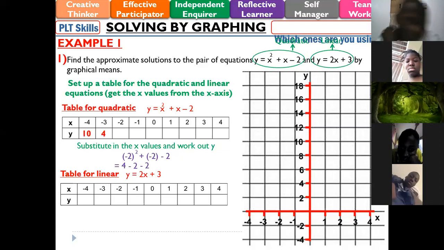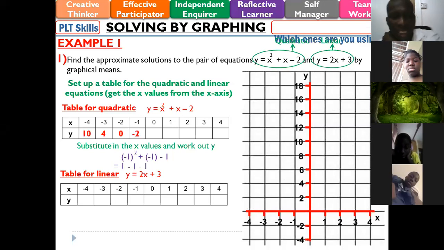Today's topic is simultaneous equations for linear and quadratic equations using the graphical method. So we have that to be 0 when you substitute x to be negative 2. Now, for x to be negative 1, we also have y to be negative 2.